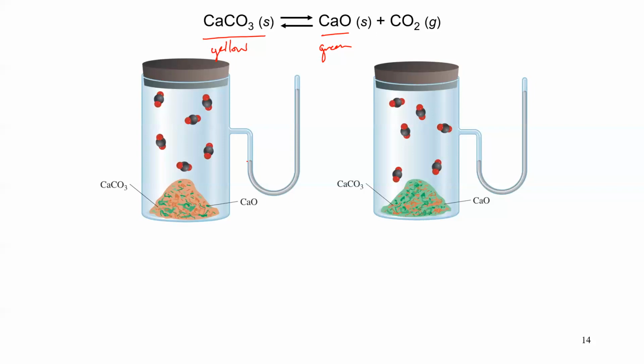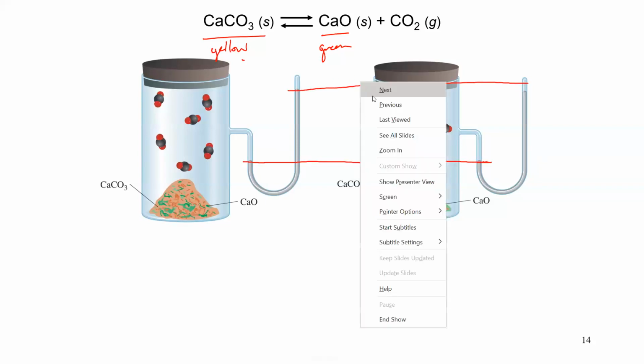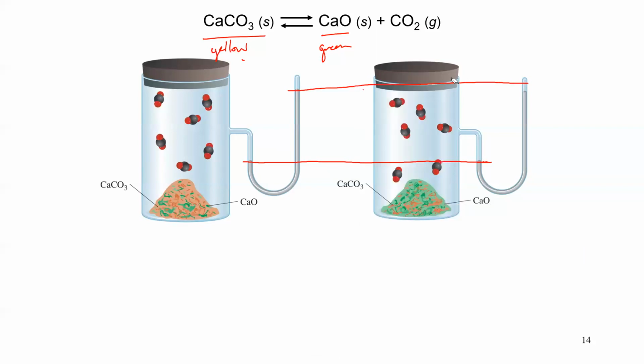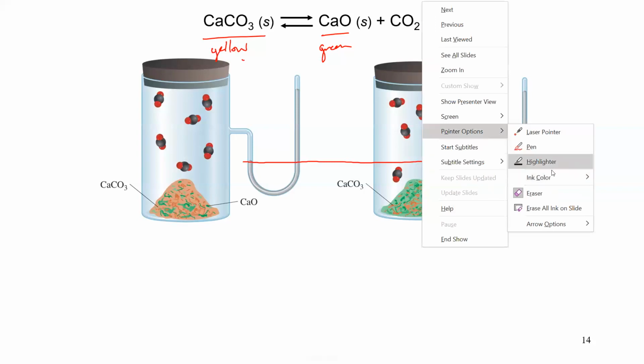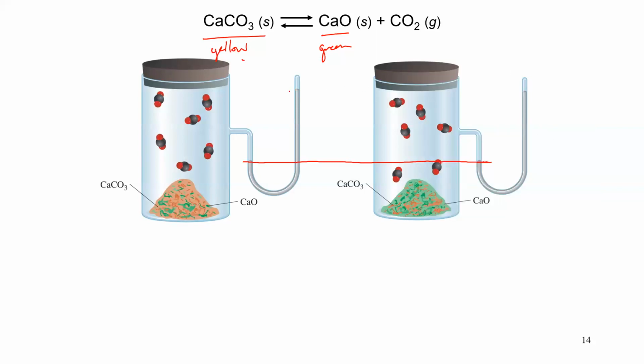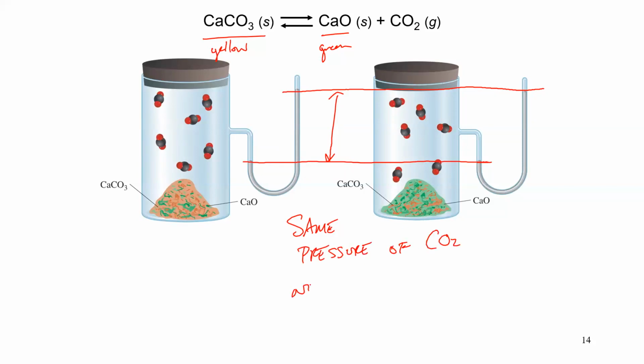again, this is a manometer, and maybe you saw it in chapter 5, maybe you didn't. I did not say a whole lot about it, but what it does is it uses the height of mercury, or any liquid really, to demonstrate the pressure within a container. And so if we look at these two, the height of them is identical, right? So it's the same pressure of CO2, no matter how much of our solid.